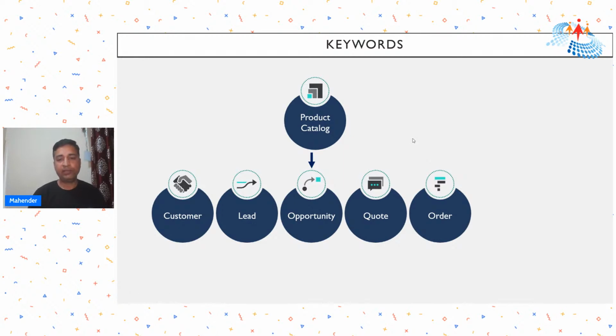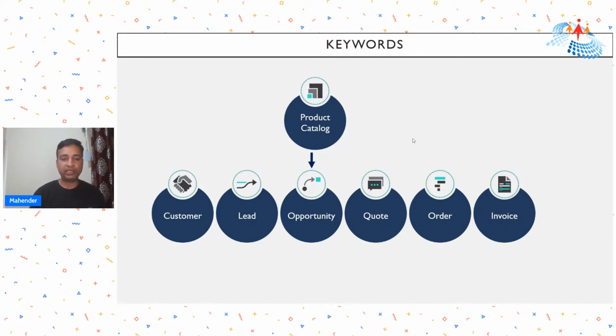Another keyword that we have is the order. In the order we capture all the shipping information, right? Apart from what we have in the quote, we also capture the details of the address where we are going to ship our services or product. So that's what we have in the order. And then we have the invoicing. This is the final stage where we get paid for our services or product. This is basically where the sales process is completed.